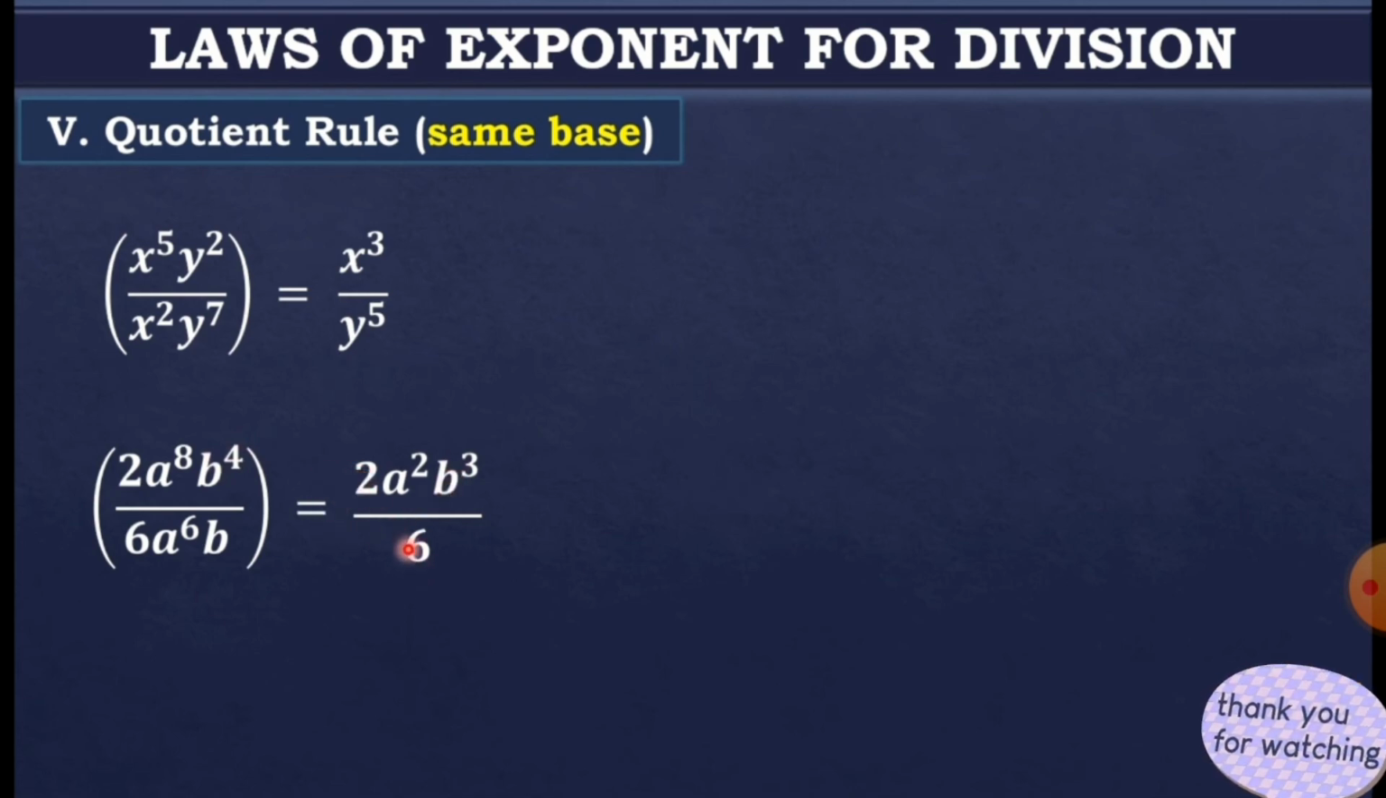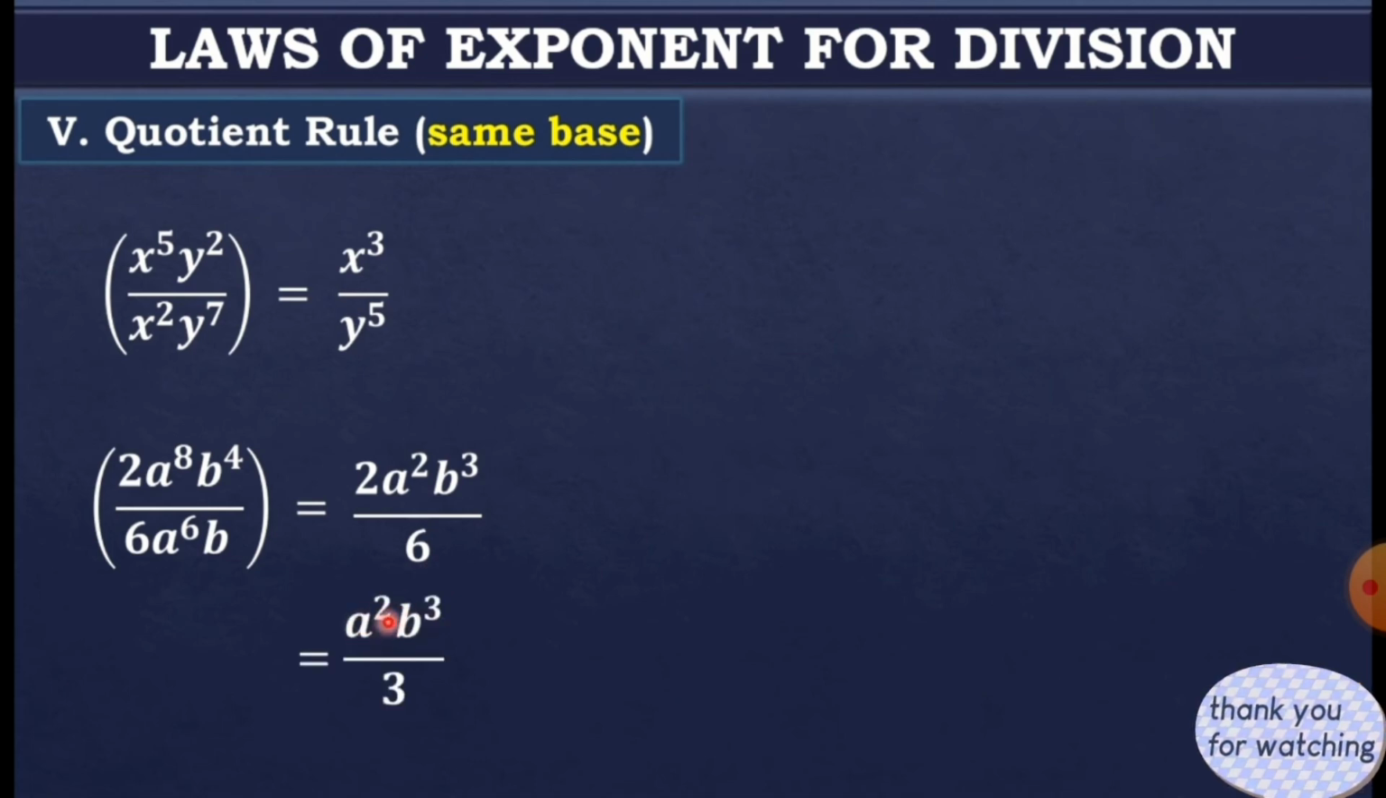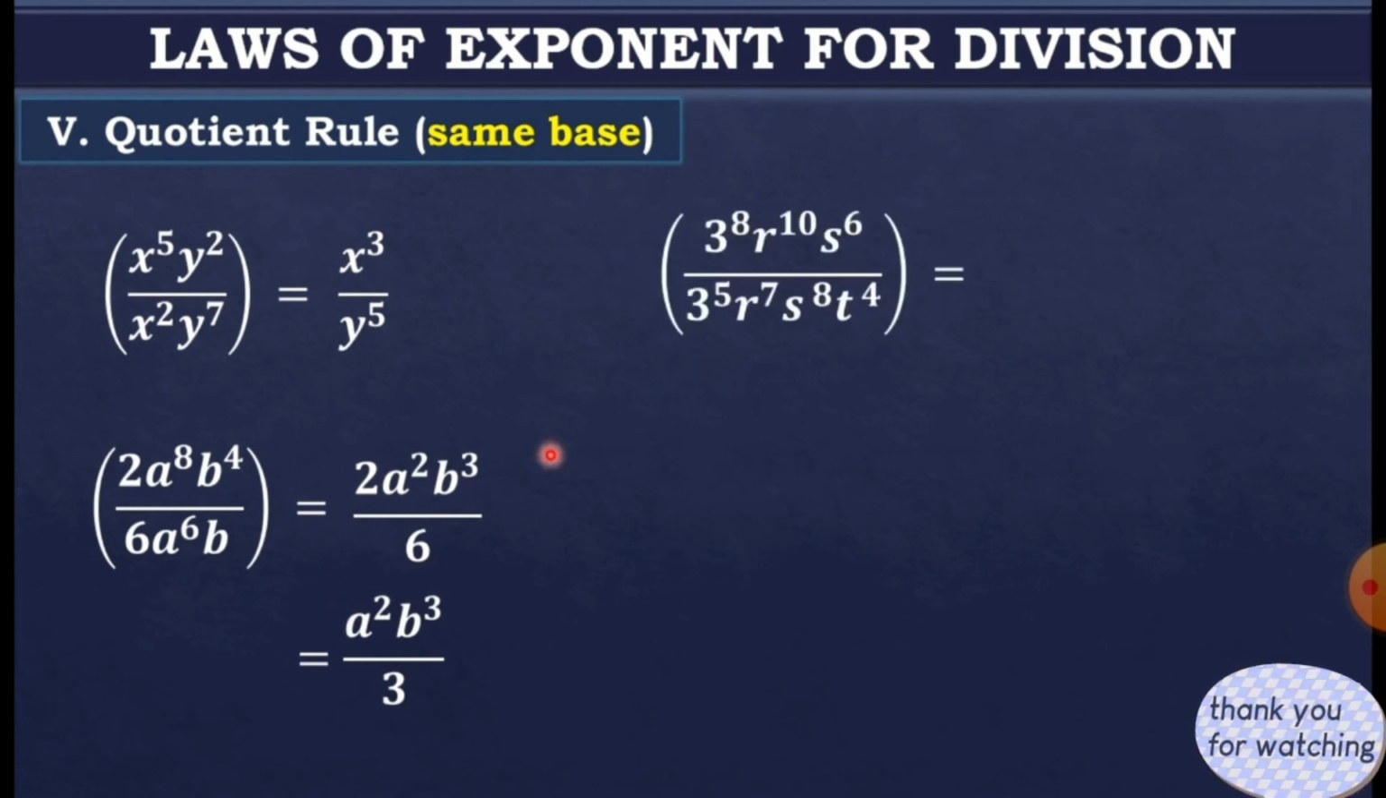Okay? Then, for the constant 2 and 6, we can still simplify this. They are divisible by 2. We can divide 6 by 2 and 2 divided by 2. So, si 2 magiging 1, si 6 magiging 3. Okay. So, the answer is a square b cube over 3. Bakit walang 1 dito? Kasi si a square b cube, understood merong 1. Okay, so we don't need to write 1. So just a square and b cube over 3.